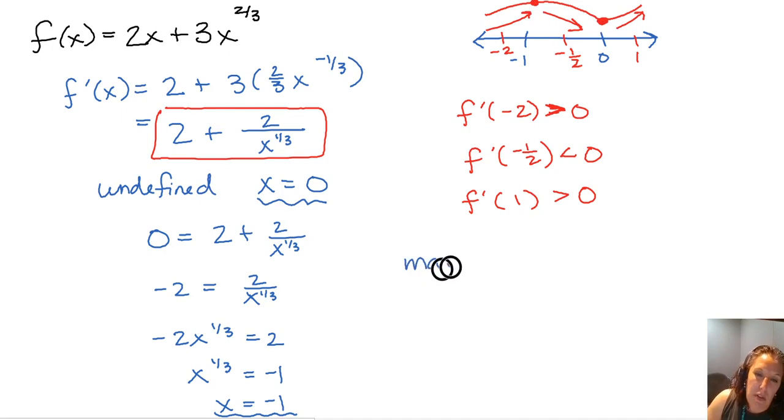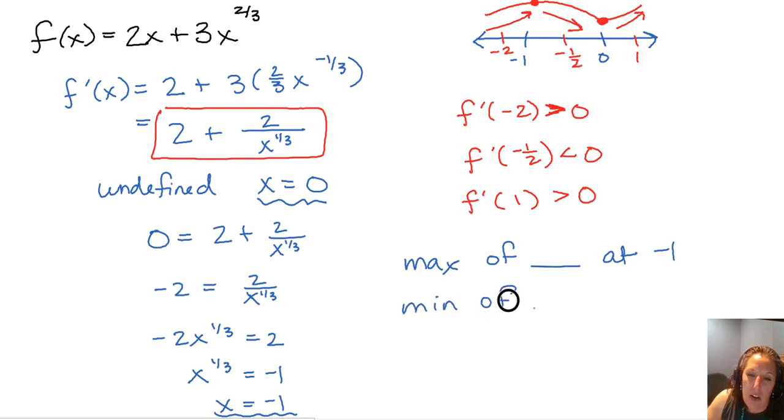So we do see that we have a max of, we got to fill in the blank there because that's our y value. We don't know that. Our maximum occurs at negative 1. And we're going to get a relative min of, again, we don't know what that's going to be, at x equals 0.